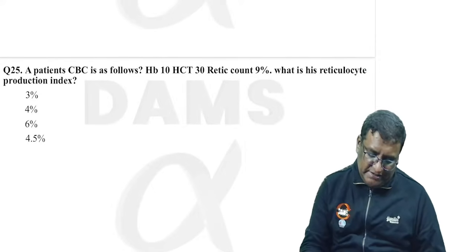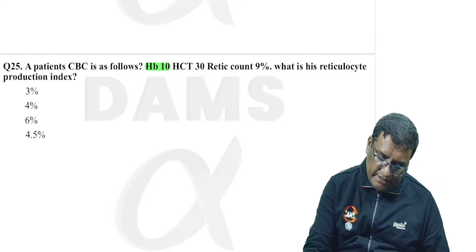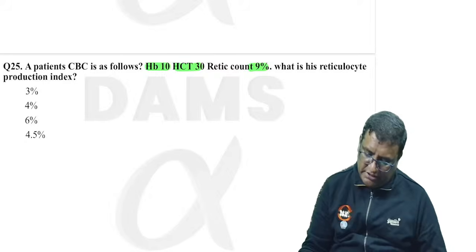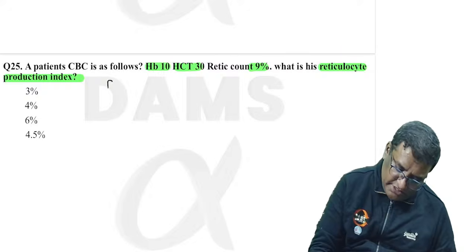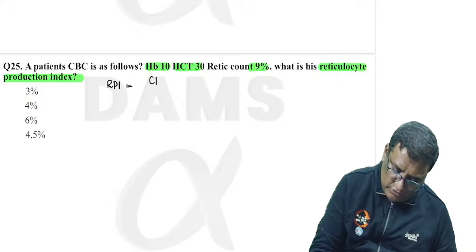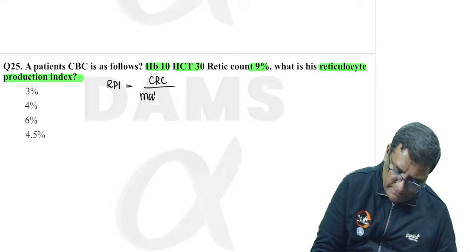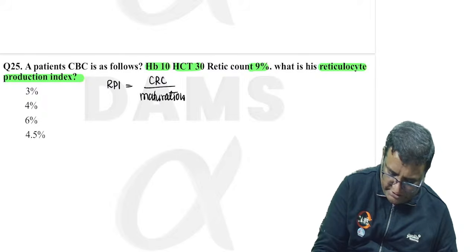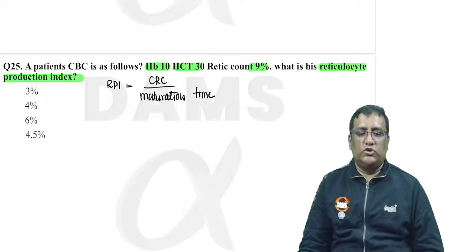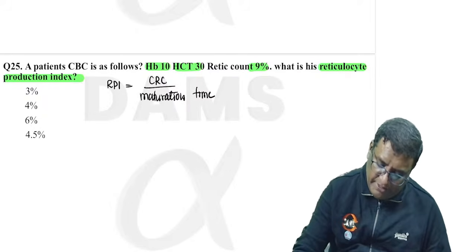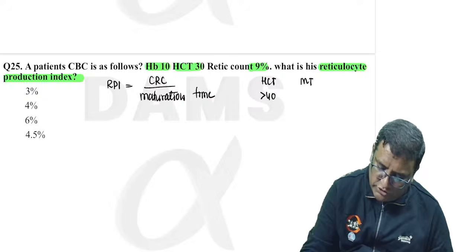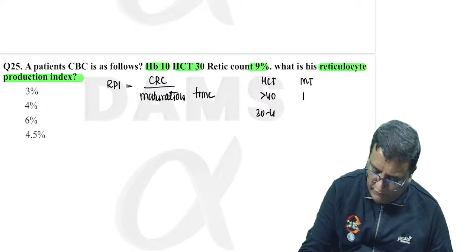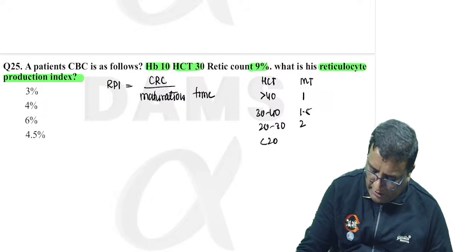A patient's CBC is as follows: hemoglobin 10, hematocrit 30, retic count 9%. What is his reticulocyte production index? So what is the reticulocyte production index? RPI is equal to CRC divided by maturation time. What is maturation time? Maturation time depends on hematocrit. Hematocrit more than 40, maturation time will be 1. 30 to 40, it will be 1.5. 20 to 30, it will be 2. And less than 20, it will be 2.5.